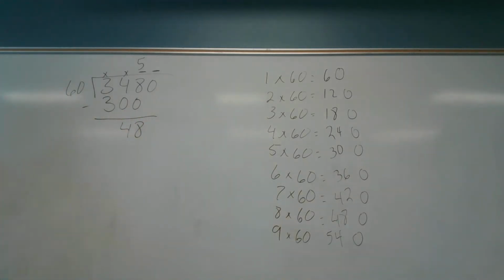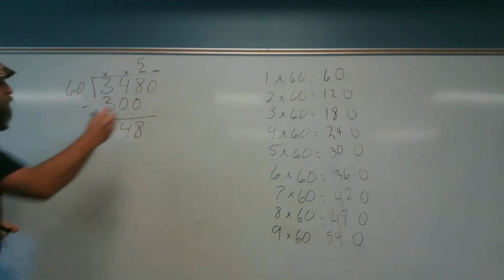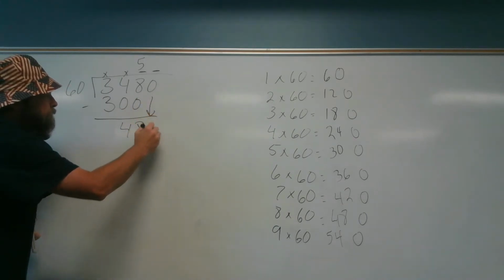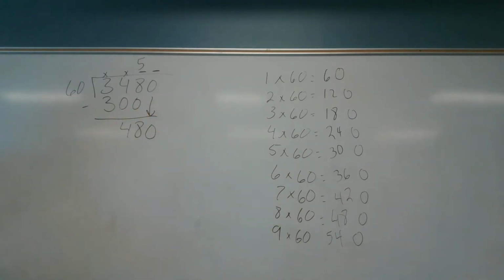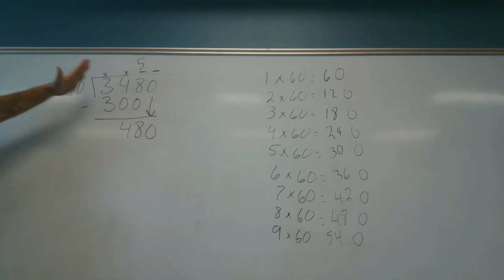Now I don't have 5 remainder 48. No. Because I need to have a ones place in this number. So I have to bring down the 0. If we put the 5 in the wrong place, your answer is going to be cattywampus.